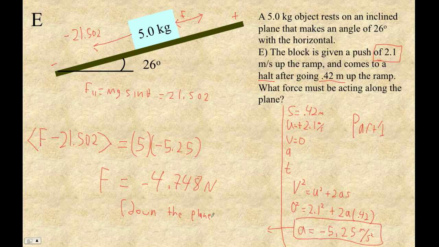The reason why I put this in parentheses is that I don't want to say negative down the plane and have some picky person say, well, negative down the plane is up the plane. This thing here means down the plane. I hope that helps.